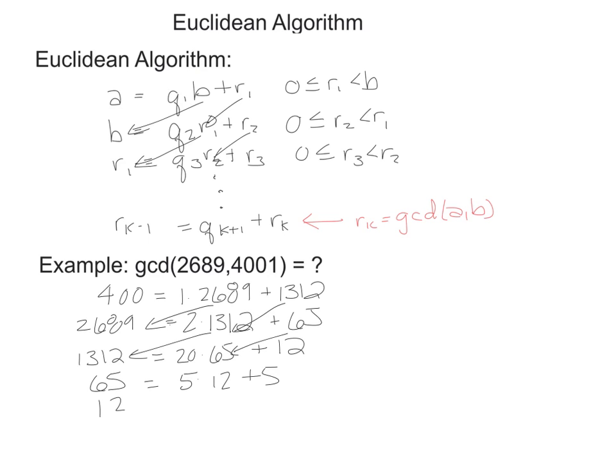We move the 12 over, is equal to 2 times 5 plus 2. Move over the 5, is equal to 2 times 2 plus 1. And now we have 2 equals 2 times 1 plus 0, and backing up, 1, this last nonzero remainder, is our greatest common divisor.